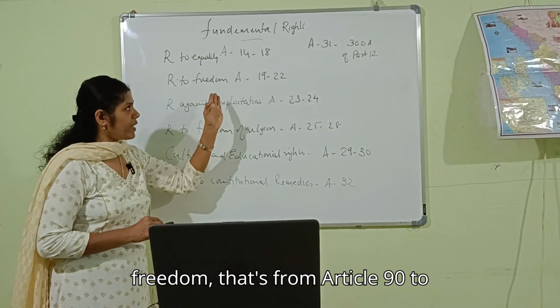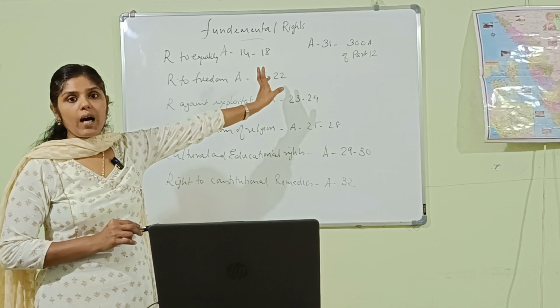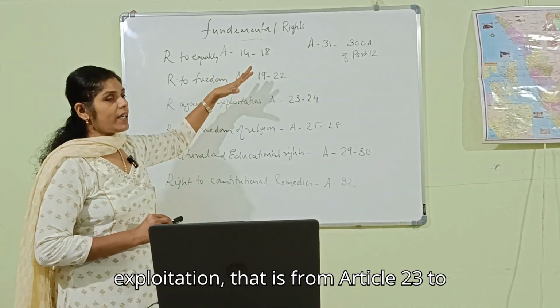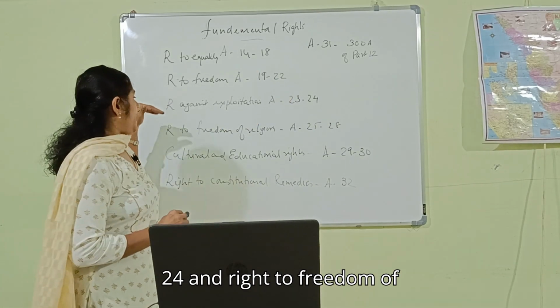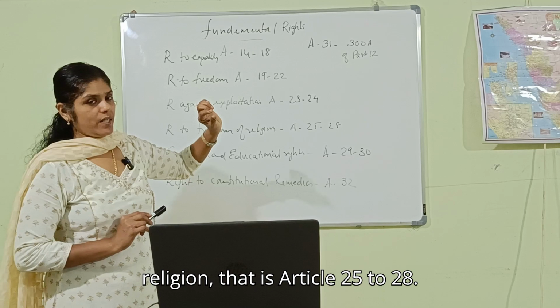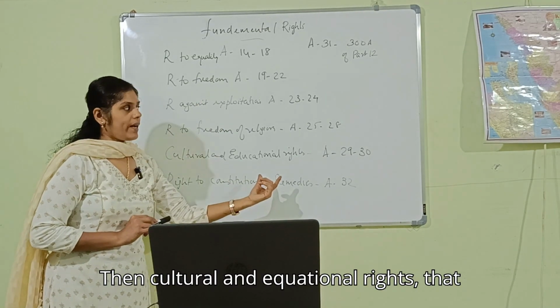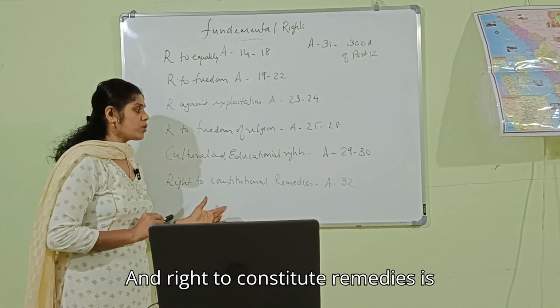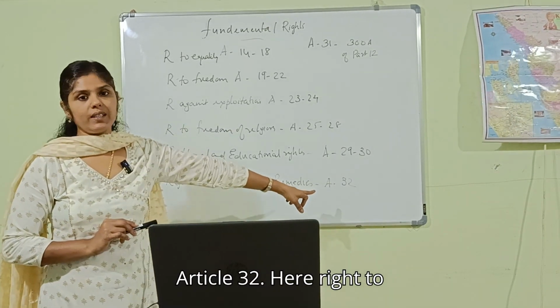Second one, right to freedom, that's from Article 19 to Article 22. Then right against exploitation, that is from Article 23 to 24. And right to freedom of religion, that is Article 25 to 28. Then cultural and educational rights, that is from Article 29 to 30. And right to constitutional remedies, that is Article 32.